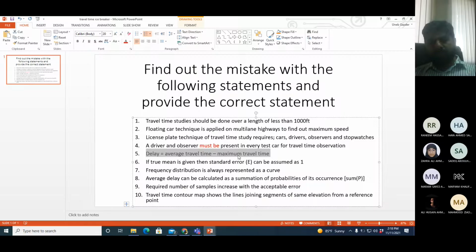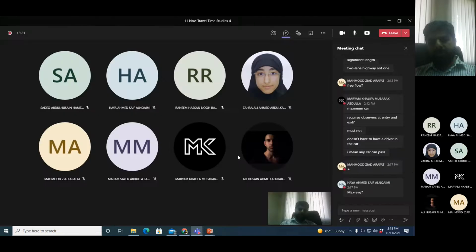No. Delay is travel time minus running time. That's it. Delay is travel time minus running time. It doesn't have anything to do with the maximum. Delay is average travel time minus maximum. Oh, sorry. Average travel time minus average running time. That's it. Okay.